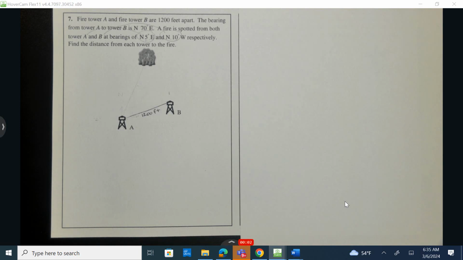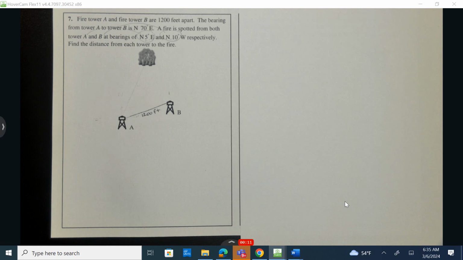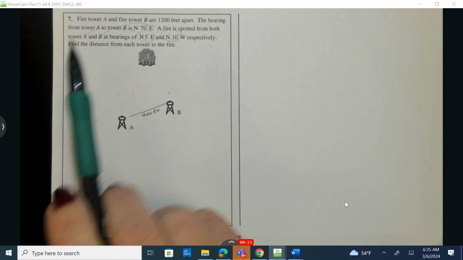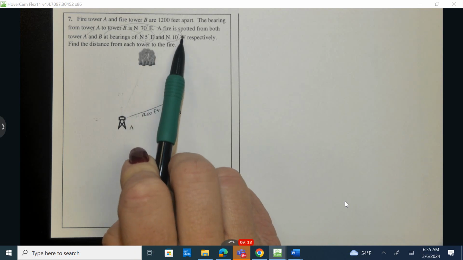Fire Tower A and Fire Tower B are 1,200 feet apart. The bearing from Tower A to Tower B is 70 degrees east of north. The fire is spotted from both Tower A and Tower B at bearings of 5 degrees east of north and 10 degrees west of north.